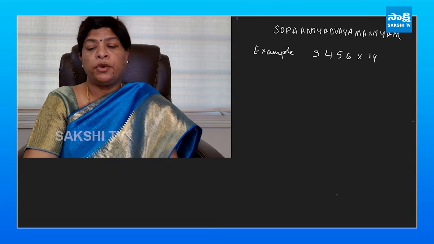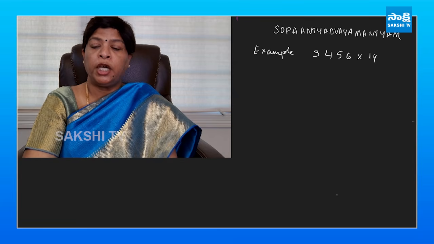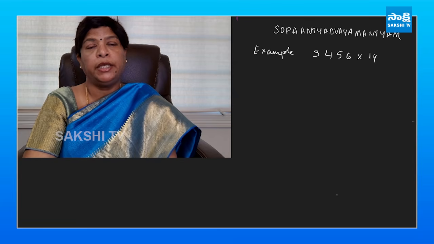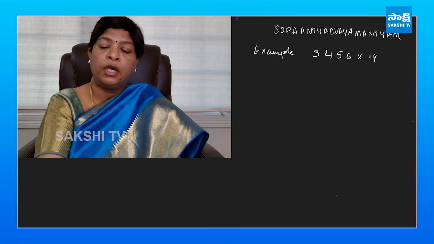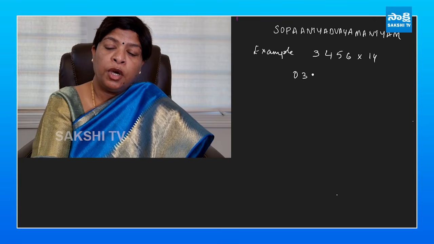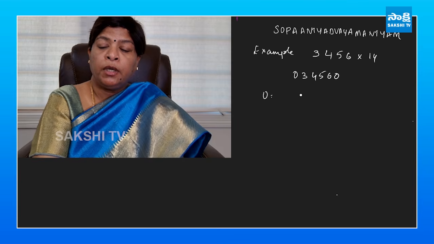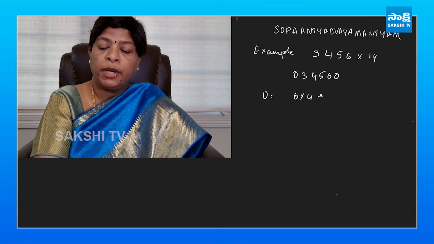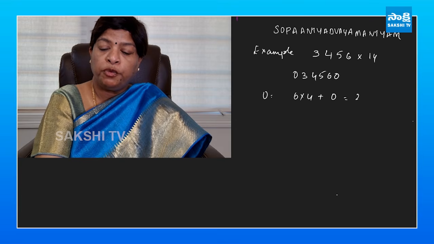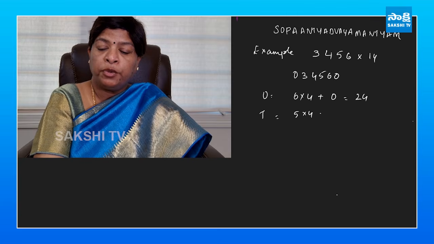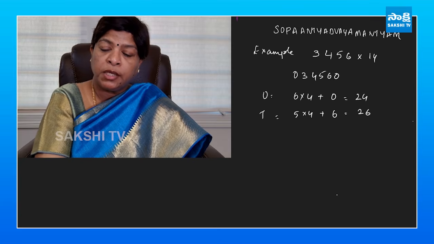Here we have 3,456 multiplied by 14. So we add a leading and the trailing 0 to our multiplicand, which is 3,456. So our units place would be 6 times 4 plus 0, which is 24. Tens place is 5 times 4 plus 6, which is 26.